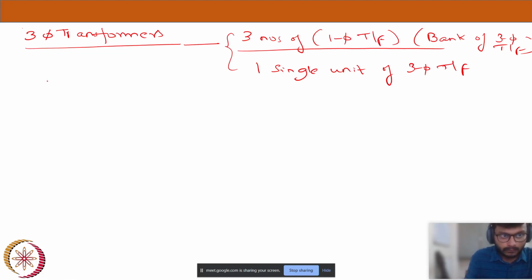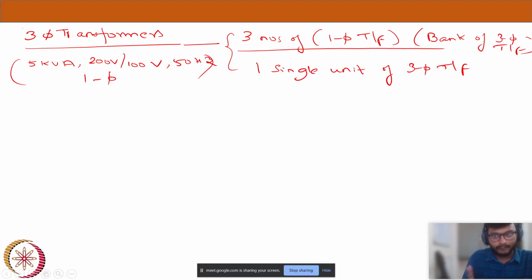Now let's take, I'm writing my single-phase transformer ratings. It is 5 kVA, HV side is 200 volts, LV side is 100 volts, and 50 hertz transformer, that is single phase.